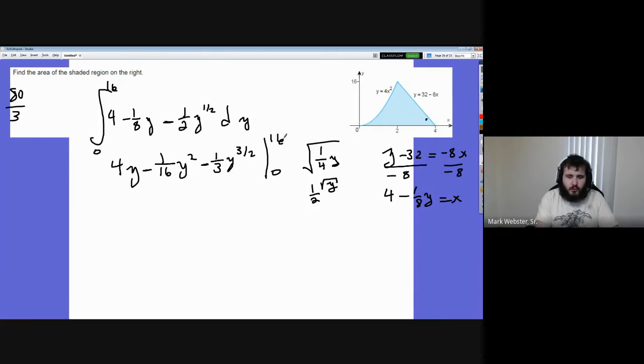Right? So now we can just do this exact same thing. And again, the 0 is awesome. We don't have to do anything with that 0 because we plug in 0 for everything and they go away. But it's that 16. So 4 times 16, that's 64. 16 squared divided by 16 is just 16. And then square root of 16 is 4, cubed, 64, over 3. Well, let's do this part. This is 48.